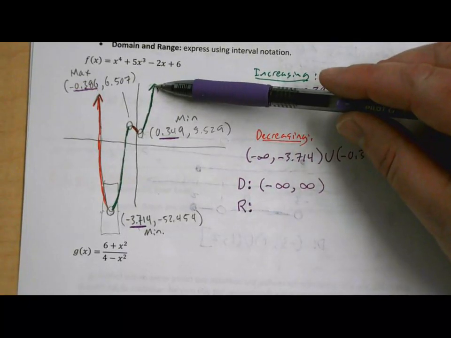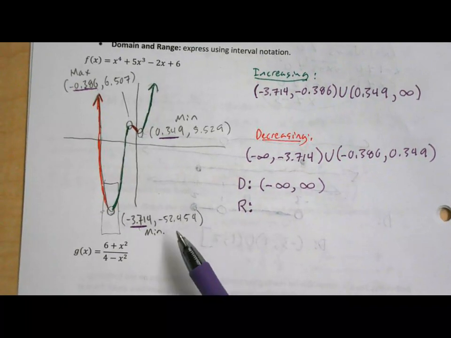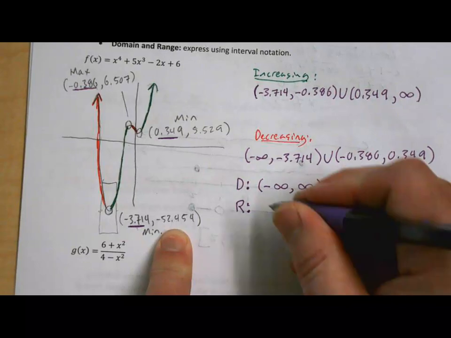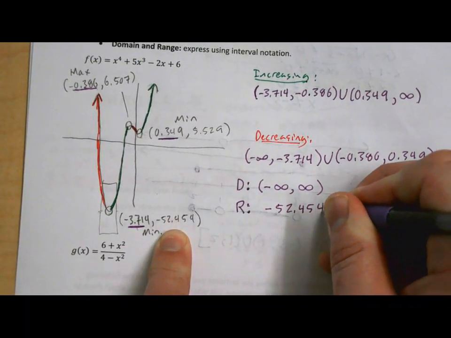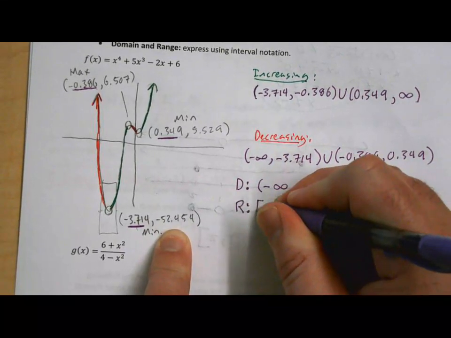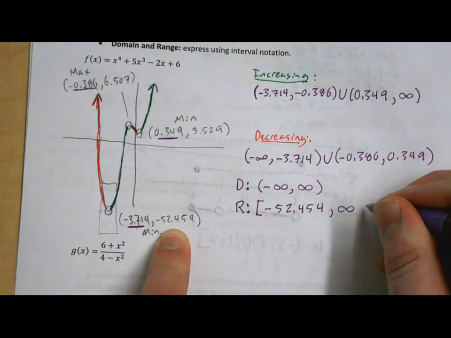What's the lowest? Remember, range are y values. What is the lowest y value that appears on this graph? This negative 52.454. That value does appear on the graph, so it should get a square bracket. And it goes to infinity.